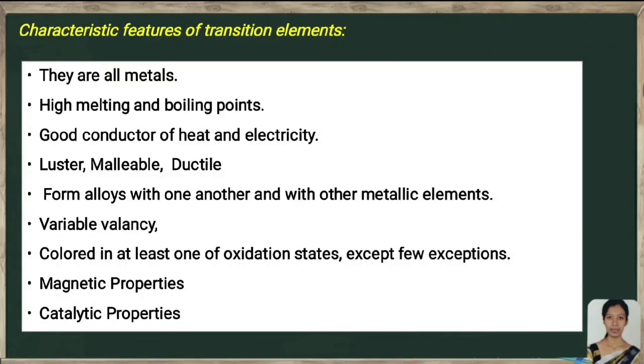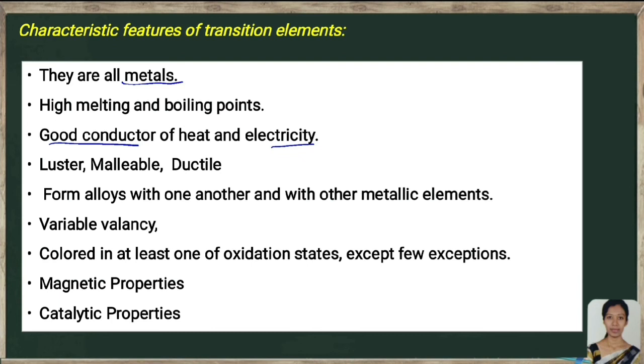Now we will see the characteristic features of transition elements. As we have seen in the periodic table, metallic character varies from s block to p block, as these d block elements are kept in between the s and p block elements. These are called transition elements, and we have seen the electronic configuration of transition elements. These have partially filled d electrons. D block elements have unpaired electrons. These act as good conductors of heat and electricity. That's why these are called metals.